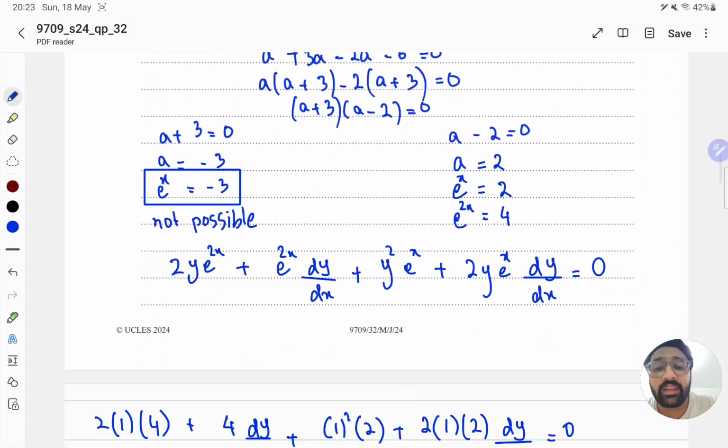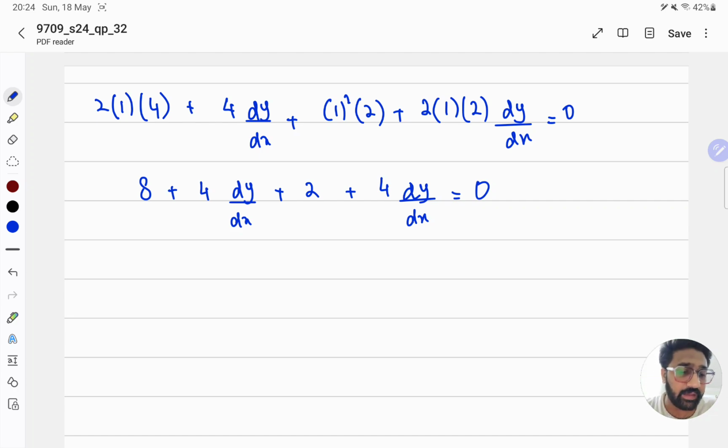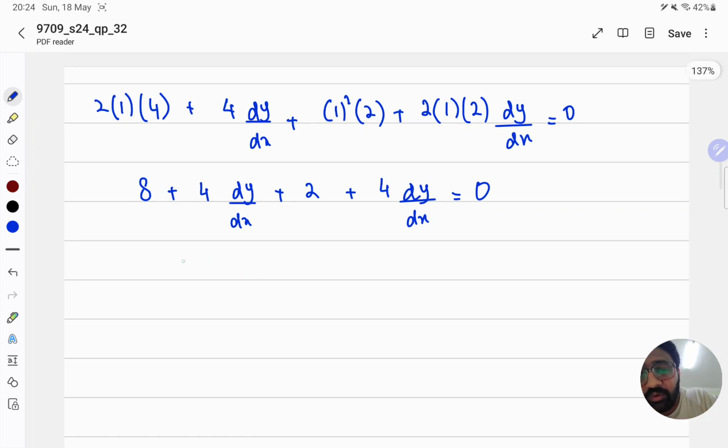Basically I need to find out the gradient, which is dy by dx, so I just need to simplify it further. It will be 8 plus 4 dy over dx plus 2 plus 4 dy over dx. I'll keep the dy by dx term on this side. I'll take all the rest on the other. So it will be 4 plus 4 dy by dx plus 4 dy by dx will give me 8 dy by dx, and it will be equal to minus 10.